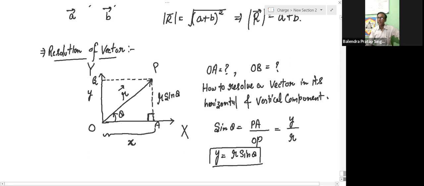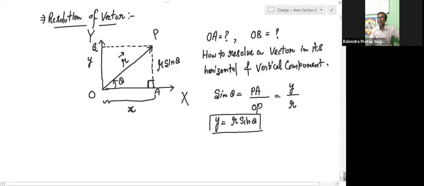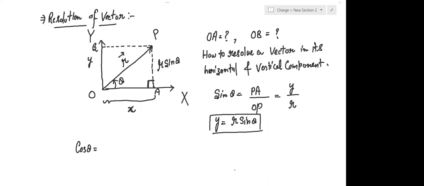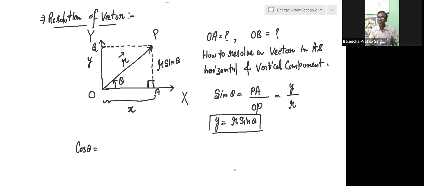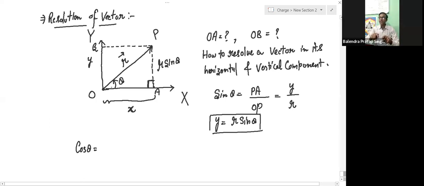And for the horizontal component, we can take cos theta. Can you tell me what is the value of cos theta here, Minashi? As I wrote, sine theta is equal to PA upon OP. So for this right angle triangle, what will be the value of cos theta? It's a simple trigonometric value, isn't it?